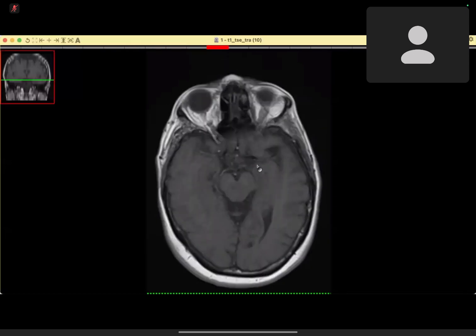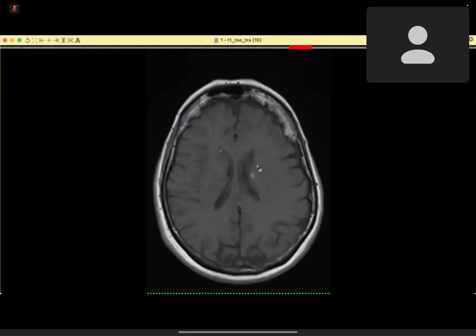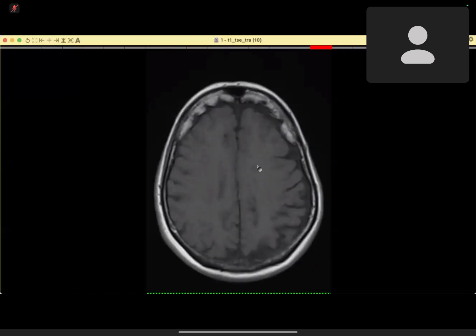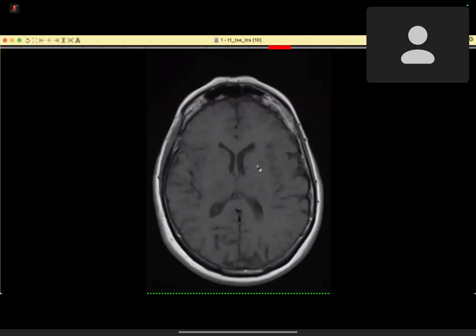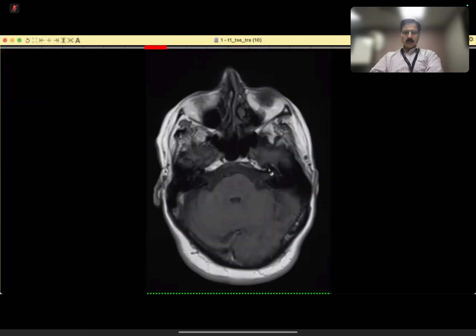I'll check on the T1 fat sat sequence as well, whether these lesions are showing suppression. There's no perilesional edema, and there's no other areas of hemorrhage I could see, and the rest of the brain parenchyma appears normal. So, what is your conclusion now?